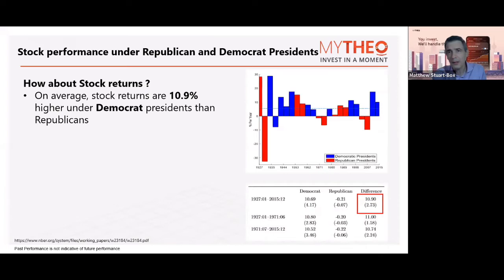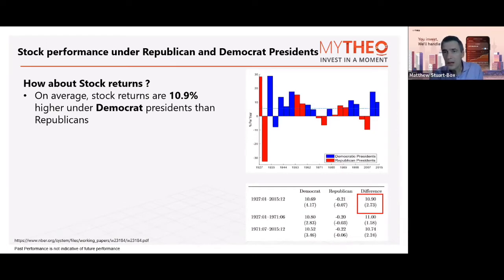It's from the same research. And here we've got a timeline showing annual stock market returns under the different presidents. Obviously, red is for the Republicans, blue is for the Democrats. And you can see there's lots of variation. But when you take the average over this whole period since 1927, the average return under the Democrats is 10.7%. And under Republicans, the average is actually minus 0.2%. And so that's what gives you this difference of 10.9%.